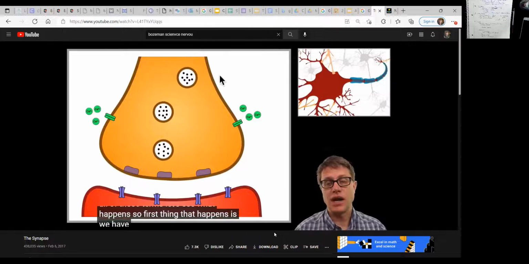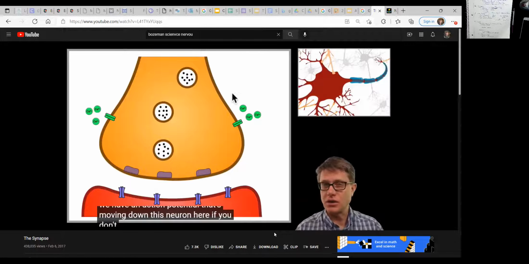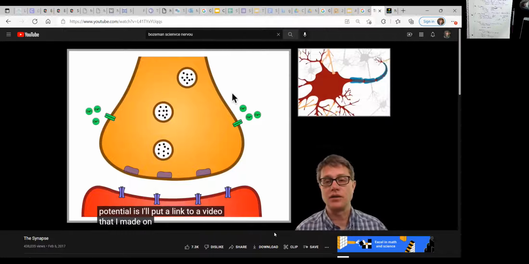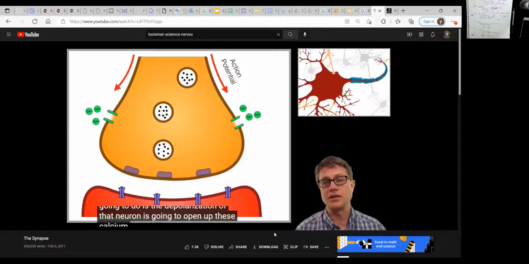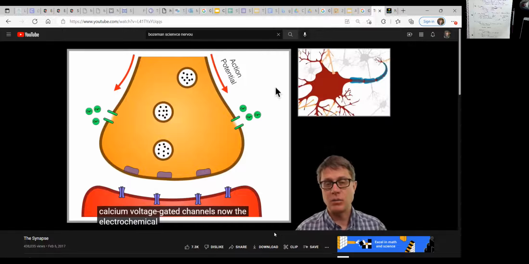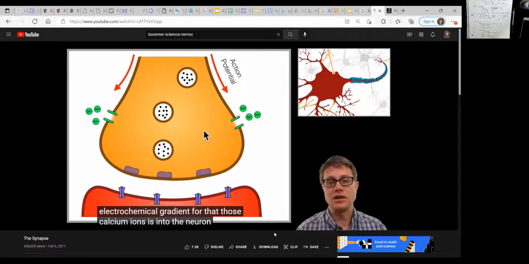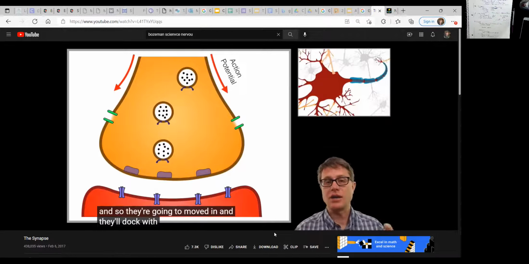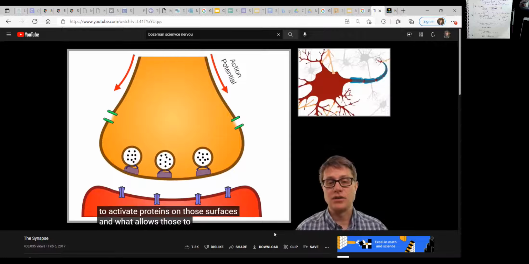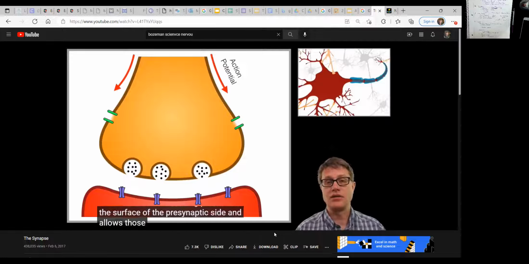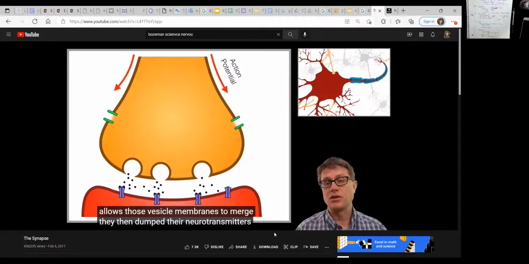So the first thing that happens is we have an action potential that's moving down this neuron here. If you don't understand what an action potential is, I'll put a link to a video that I made on those. So the action potential comes down, and what that's going to do is the depolarization of that neuron is going to open up these calcium voltage-gated channels. Now the electrochemical gradient for those calcium ions is into the neuron itself, and so they're going to move in, and they'll dock with chemicals on the surface of those vesicles. They're going to activate proteins on those surfaces, and what that allows is for them to connect with other docking proteins on the surface of the presynaptic side, and allows those vesicle membranes to merge. They then dump their neurotransmitters out into the gap where they can dock with these chemically gated channels on the other side. So they're sending a message through those neurotransmitters.